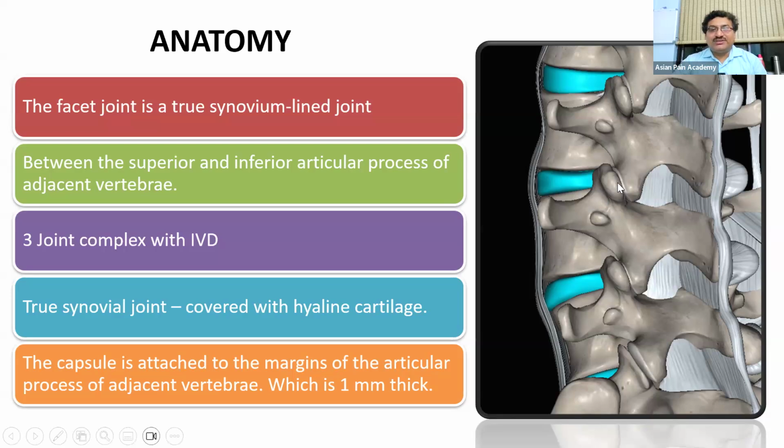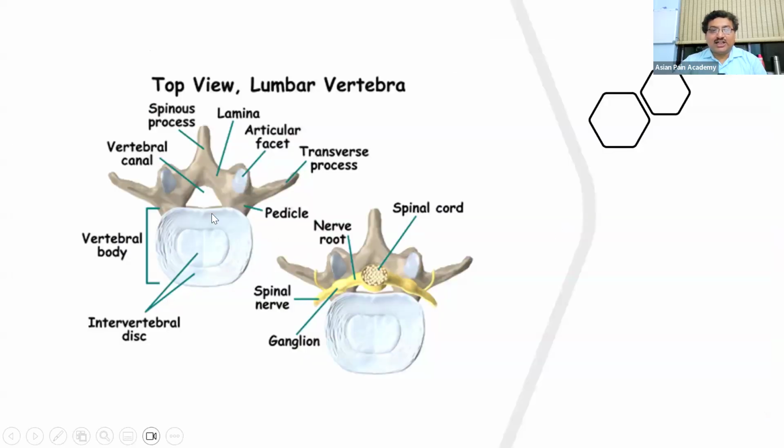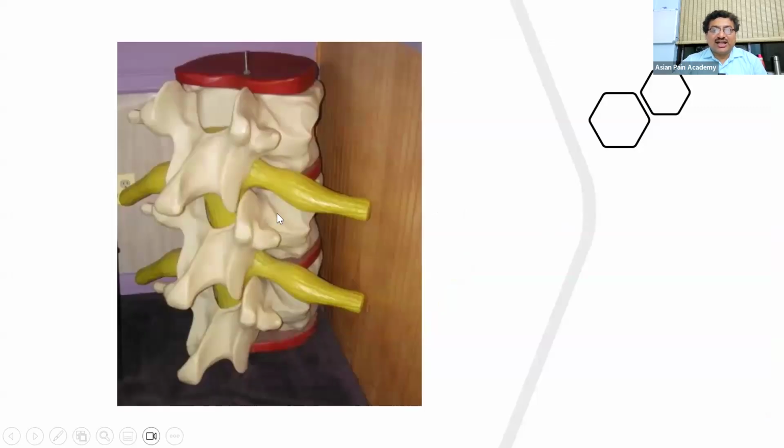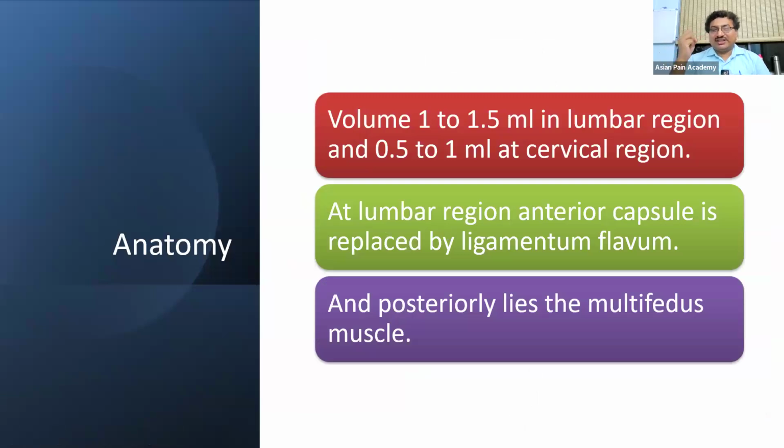These are two synovial joints covered by hyaline cartilage, with a capsule lying just by the side of it, making it a true joint with synovium and stability. It can be stressed when the body is twisted or bent to the sides, as there is more load over this joint. The volume of the facet joint in the lumbar area is usually 1 to 1.5 ml, whereas in the cervical area it is even smaller, around 0.5 to 1 ml.